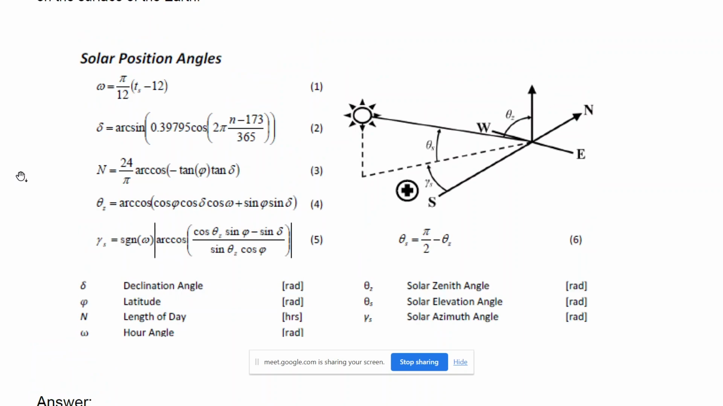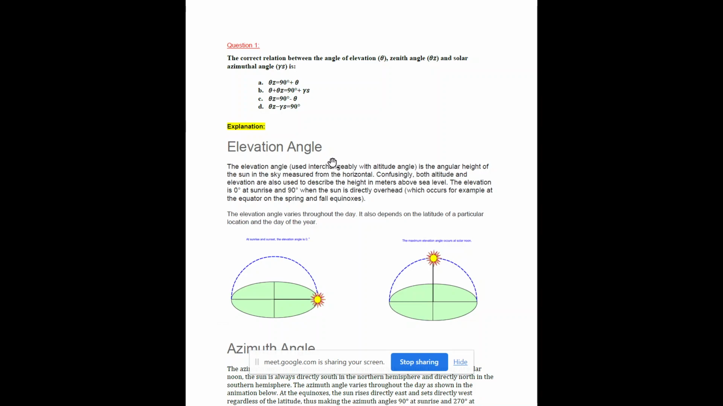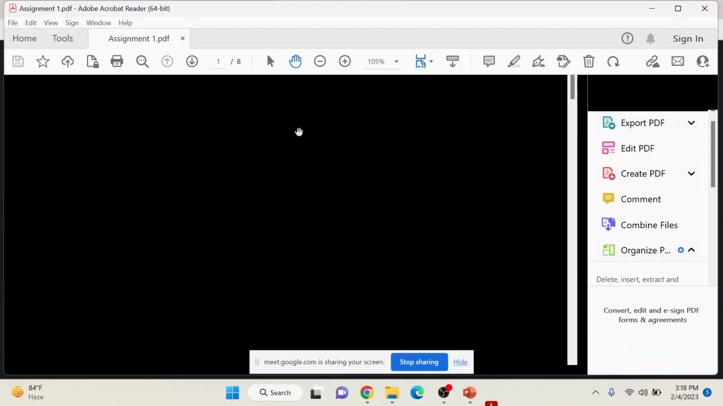The question was the correct relation between the angle of elevation, zenith angle and the solar azimuthal angle. The right option is C. So you all are right. Good.